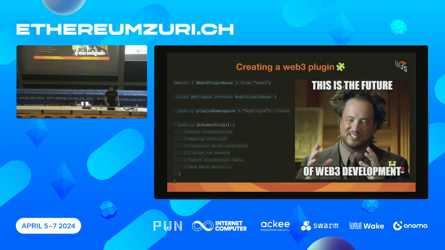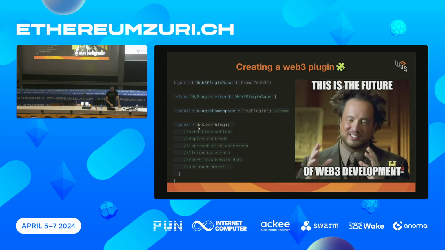How you can create a Web3 plugin, this is the code. The first thing that you need to do is to import the Web3 plugin base module from the Web3 library. Then you can create a JavaScript class, in this case MyPlugin, which extends from the Web3 plugin base. You need to put a name, in this case the property pluginNamespace, and then I just put myPlugin, and then you can create any methods that you want.